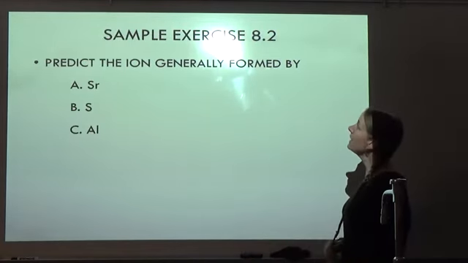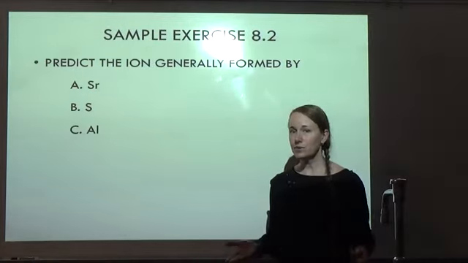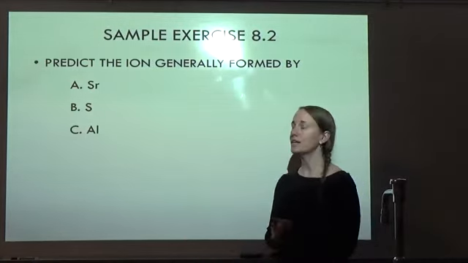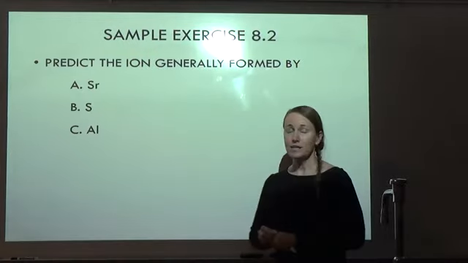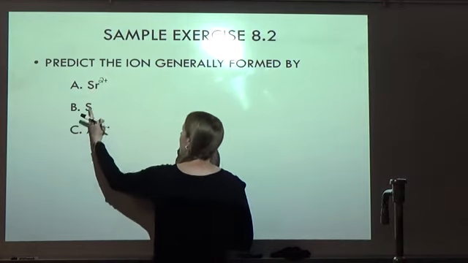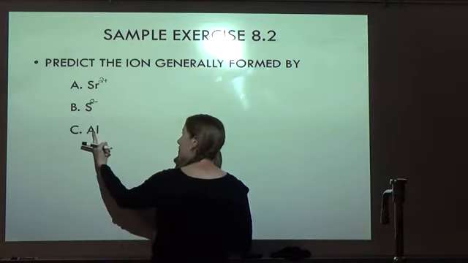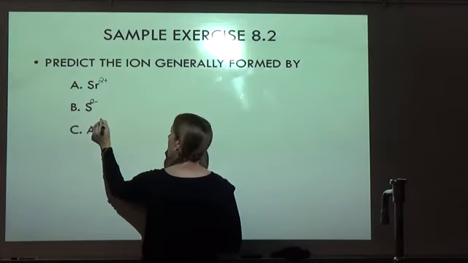So it says predict the ion generally formed by Sr, S, and Al. Well, we don't even have to predict because we've already learned charges in honors chem. So Sr is in group 2, so of course it's going to be positive 2. S is in group 16, so it's going to be negative 2. Al is in group 13, so it's going to be positive 3.